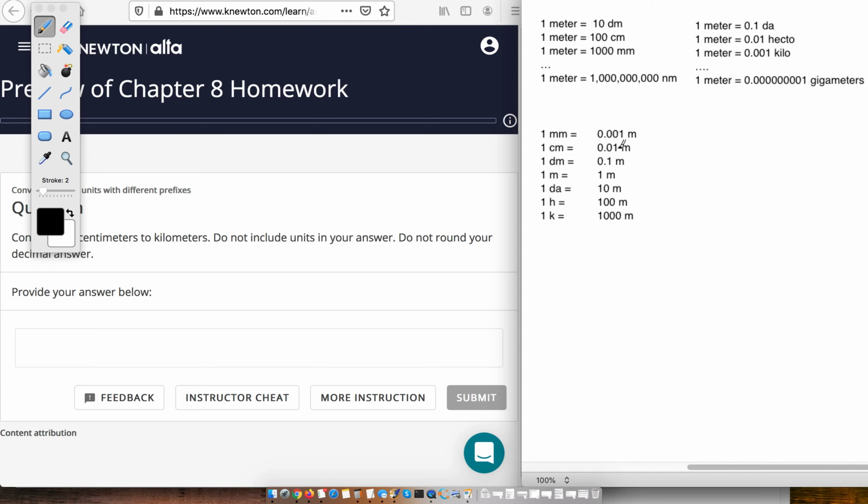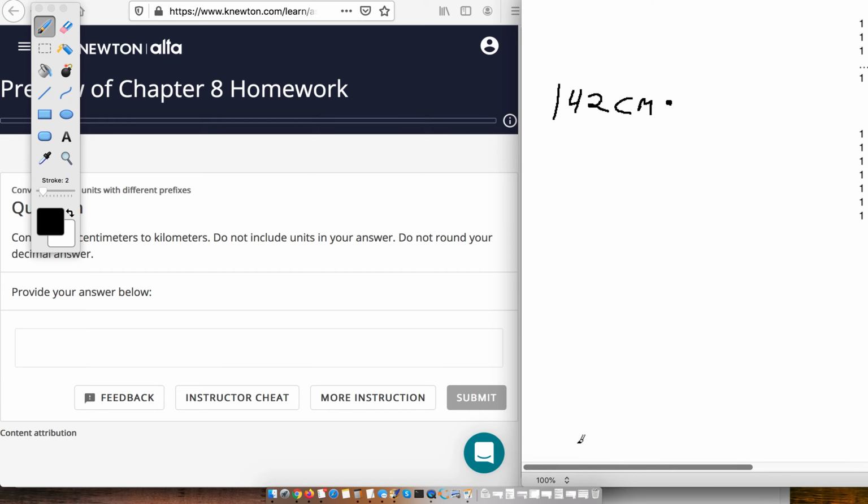Okay, to get from centimeters to kilometers, there's 10, there's 100, there's 1,000, there's 10,000, there's 100,000 centimeters in 1 kilometer. So I started at the unit I was at, centimeters. I want to convert centimeters to kilometers, so I count by tens: 10, 100, 1,000, 10,000, 100,000 centimeters in a kilometer. So I'm going to multiply this by 1, okay?